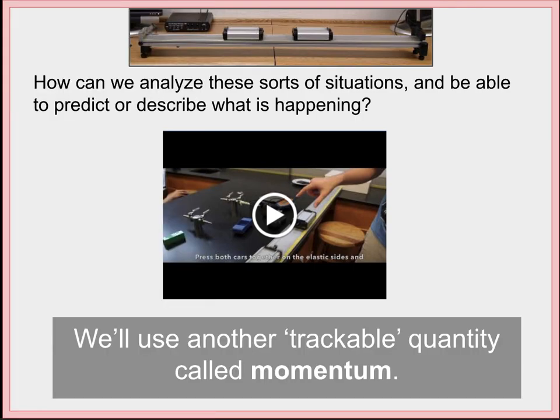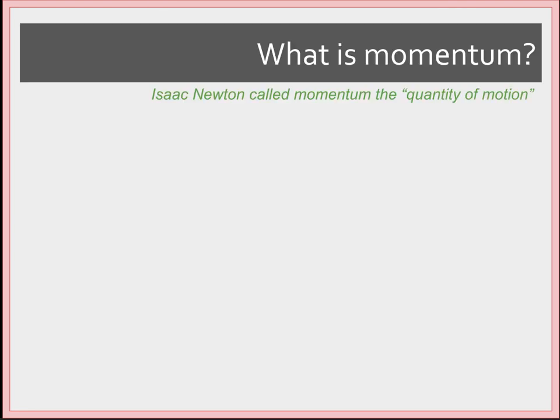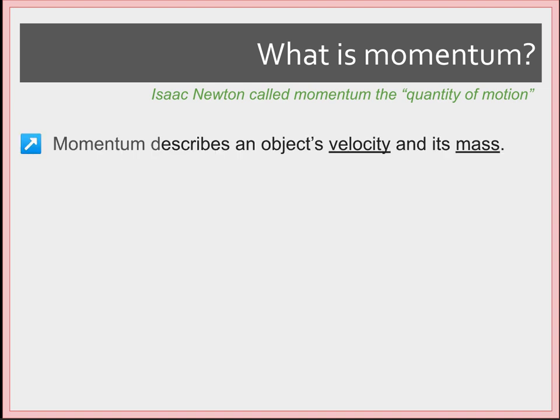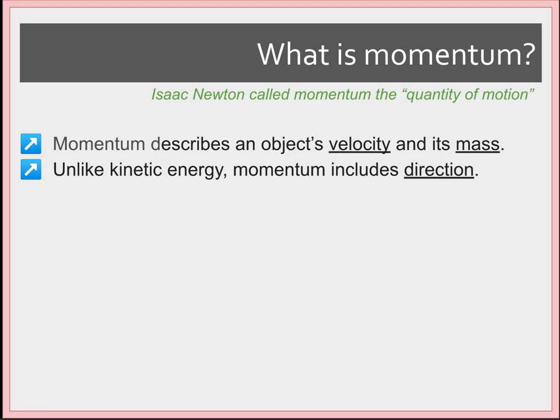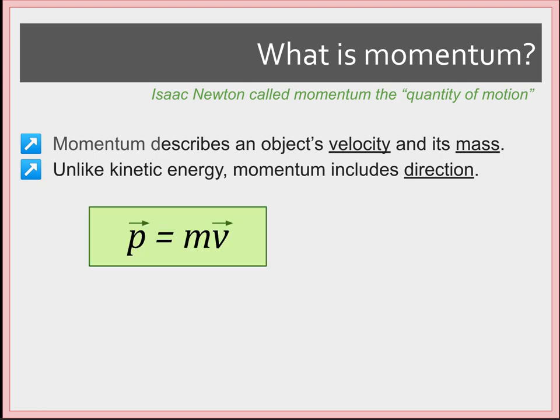We are going to use something called momentum, which is a more trackable quantity, and we're going to see that it really will work for what we're trying to do. So Newton had a way of describing momentum as being a quantity of motion. But to really put that into words, recognize that momentum involves an object's velocity and its mass. Now, of course, we had kinetic energy that also involved those two things, but energy did not incorporate what direction something was moving, and momentum does. And that's really the benefit here. It's going to allow us to analyze situations that we wouldn't be able to analyze with energy.